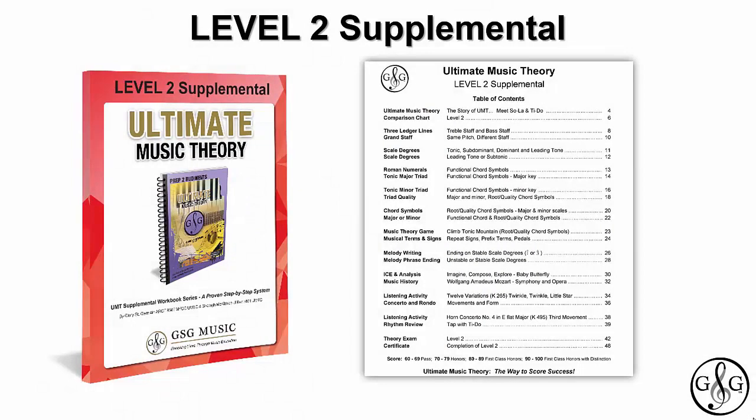In Level 1, the table of contents itemizes the new concepts. And today we'll have a quick overview of a couple of these, including the functional chord symbols and root quality chord symbols, melody writing, and music history. Plus, we've included a bonus Level 2 theory exam and a special certificate for the successful completion of Level 2.